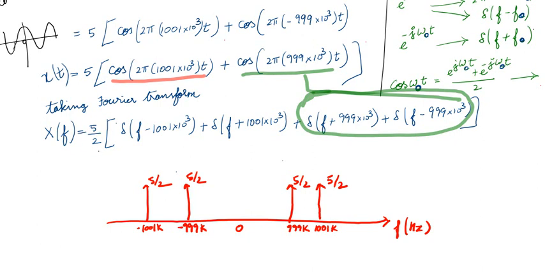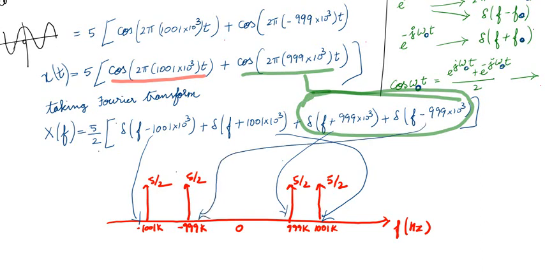You can clearly see the frequency components. This is for the first one, this is for this part, and this for this one, and this for this one. These are the frequency components, and the magnitude of each of them is 5 by 2, which is 2.5.